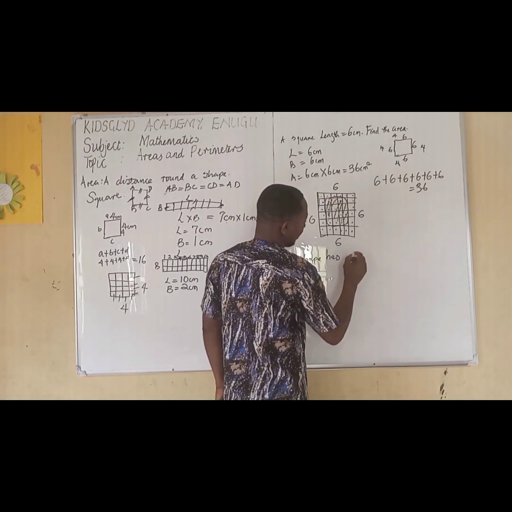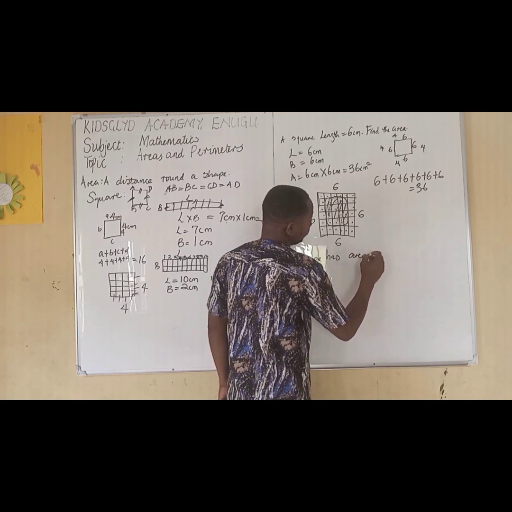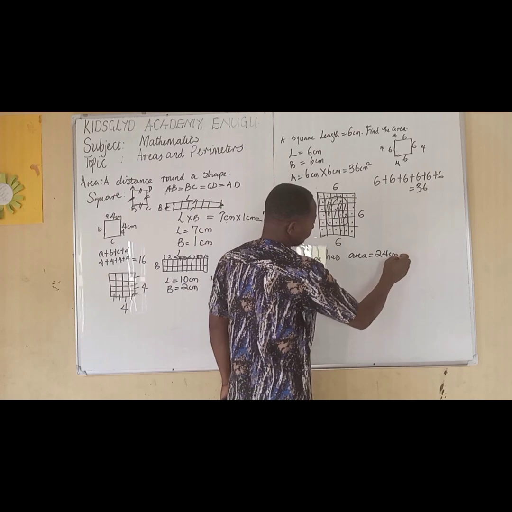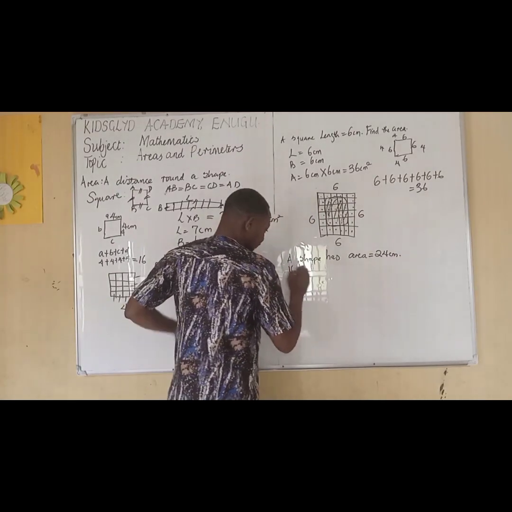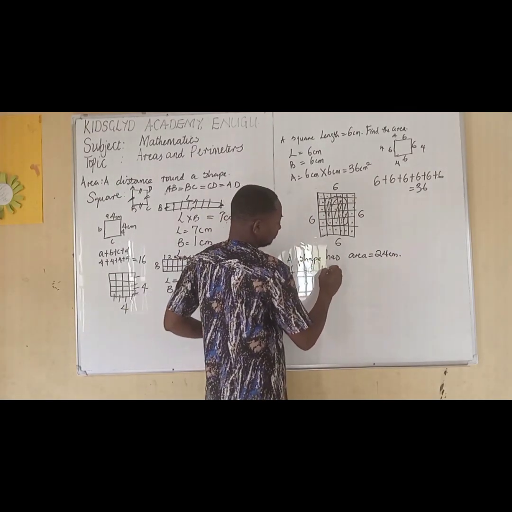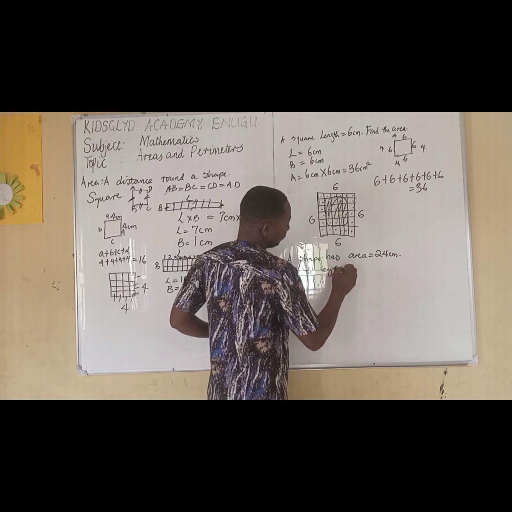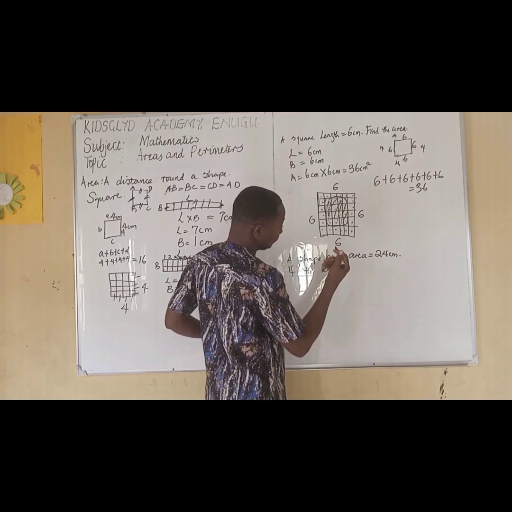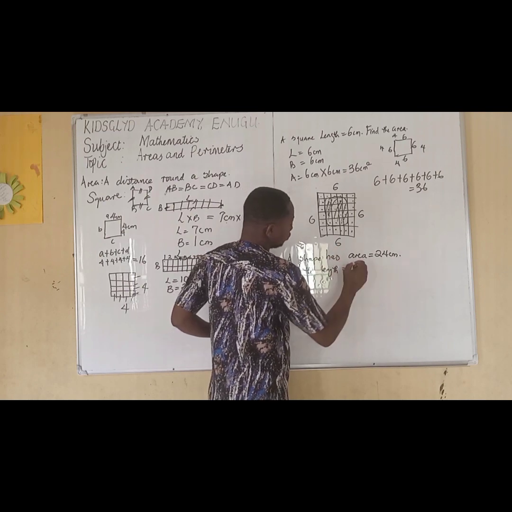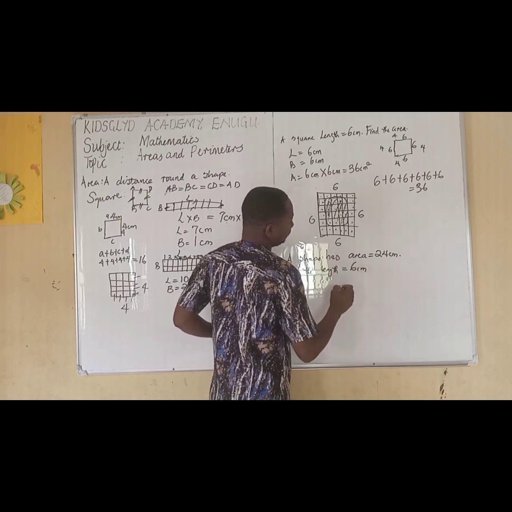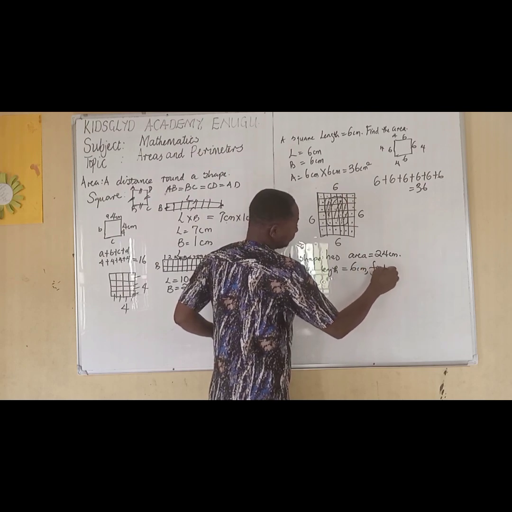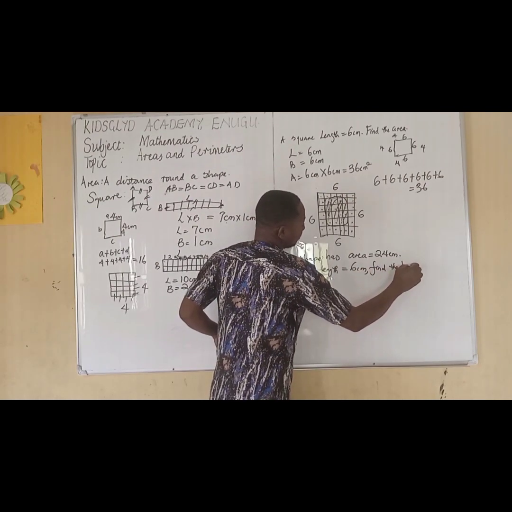Okay, let me say area equals 24 centimeters squared, if the length is equal to, okay, let's say 6 centimeters, find the breadth.